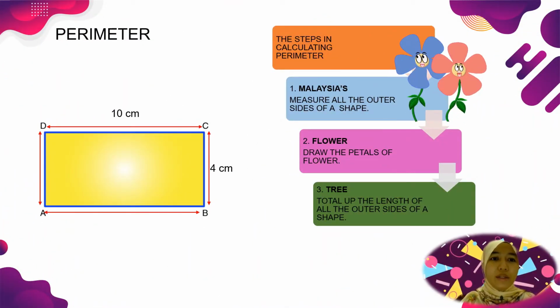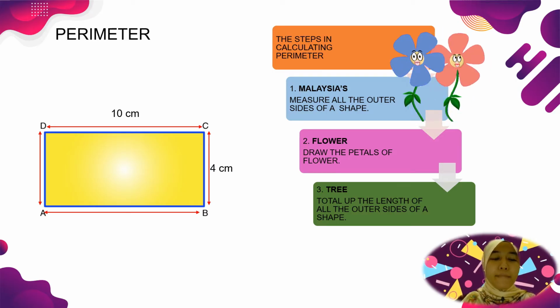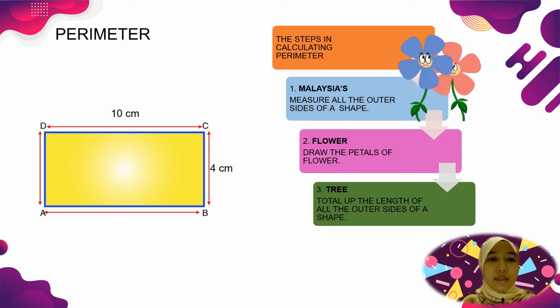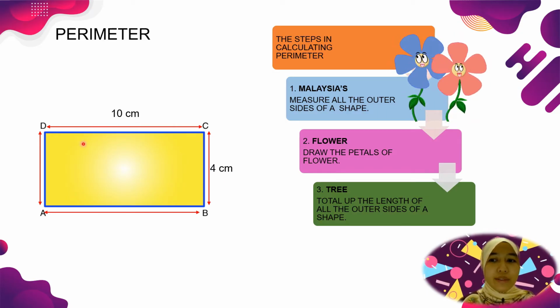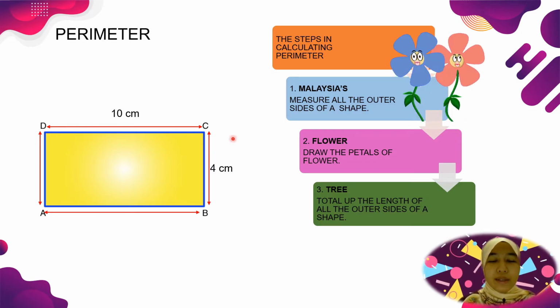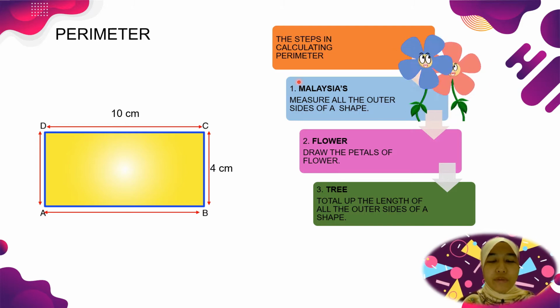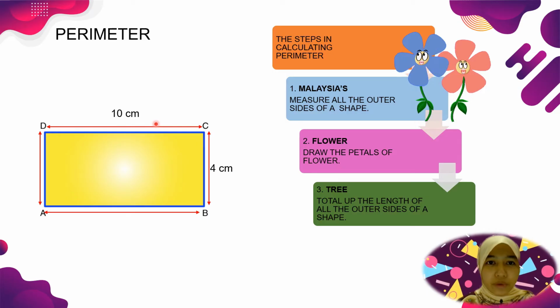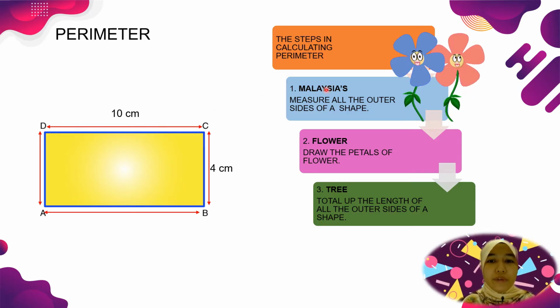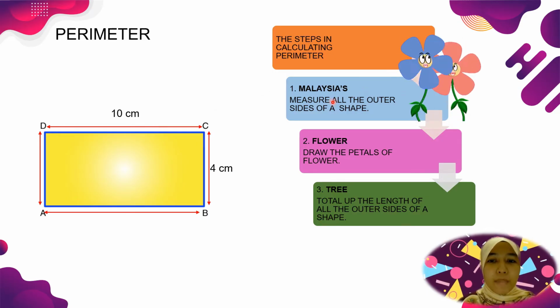Now, let's look at the example questions given. Let's start with rectangle. We know that rectangle has 4 sides. Now, we will calculate the perimeter of this rectangle. Do you still remember Malaysia's flower tree? Good. The first step is Malaysia, measure.